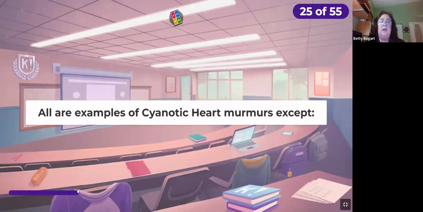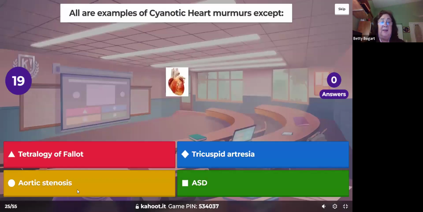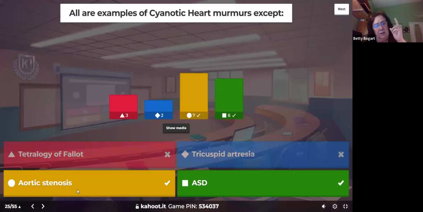A multi. All are examples of cyanotic heart murmurs, except, from what I've told you so far, cyanotic. Cyanotic means lack of oxygen, heart murmurs. So the two here are tetralogy of Fallot and tricuspid atresia, both cyanotic.